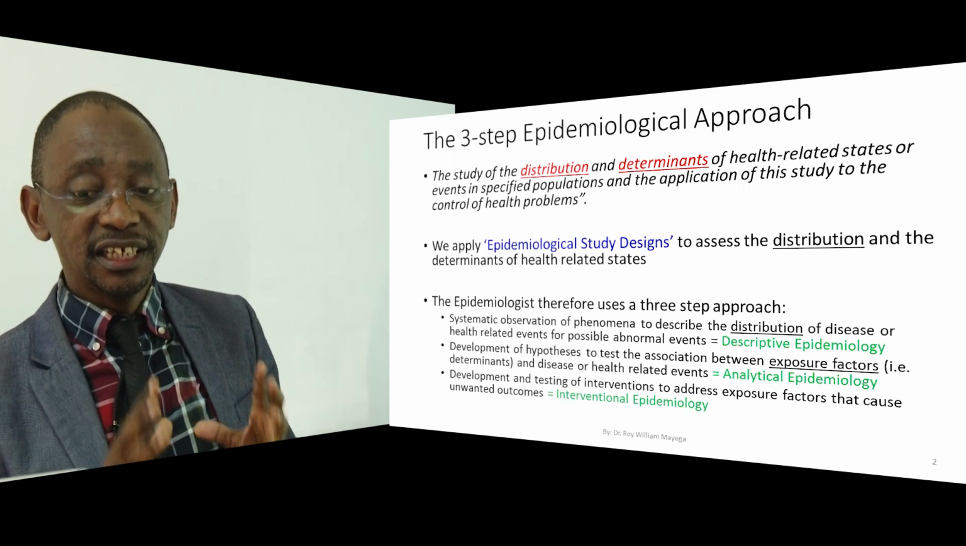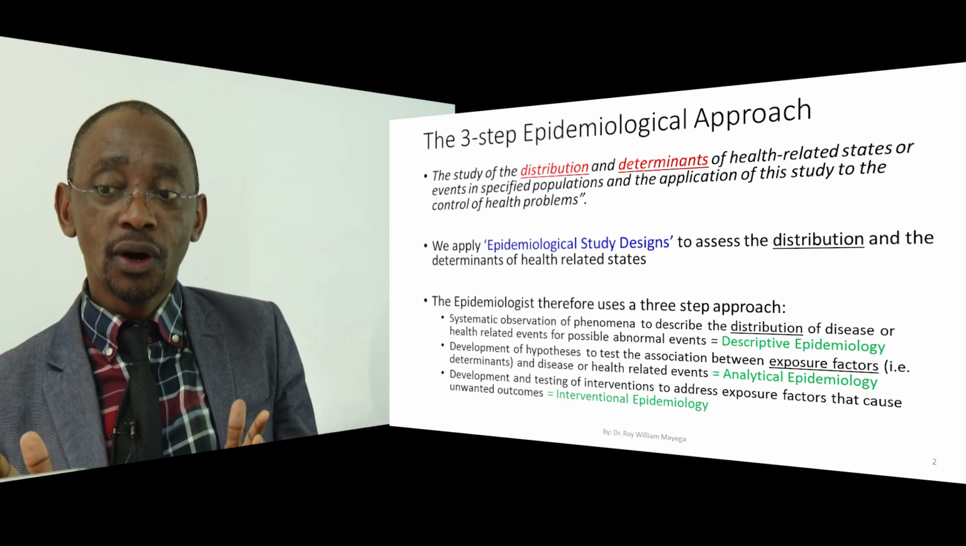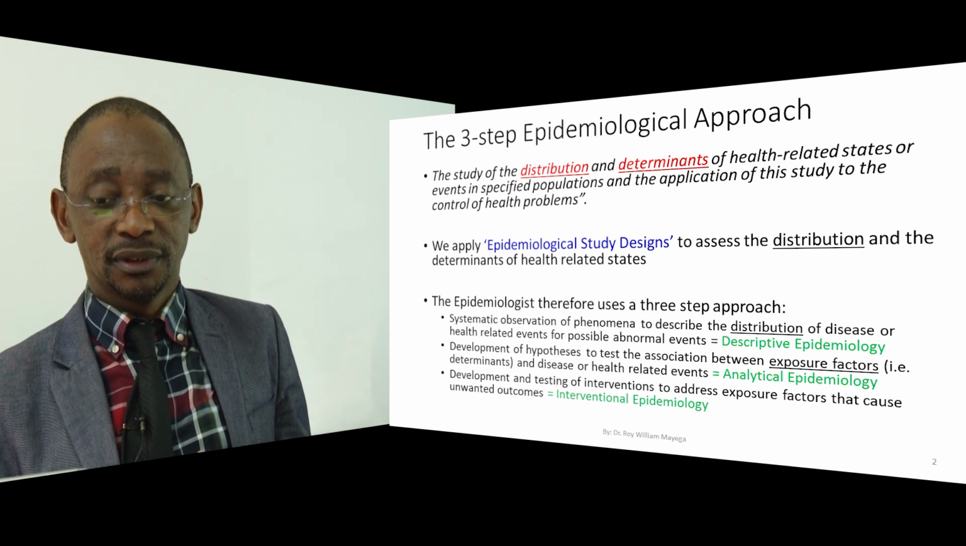Now, after observing for possible abnormal events and seeing some questionable or suspicious events, they then develop hypotheses. They develop hypotheses about their suspicions between the exposure factors and the determinants of those health-related events. And this comparison is the basis for what we call analytical epidemiology.